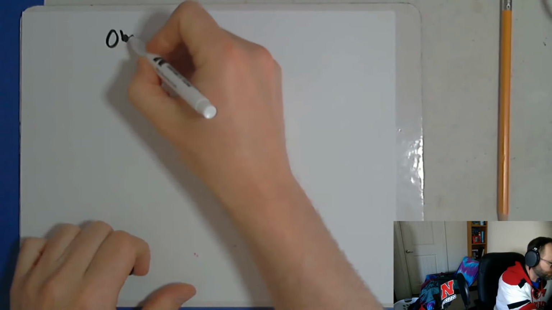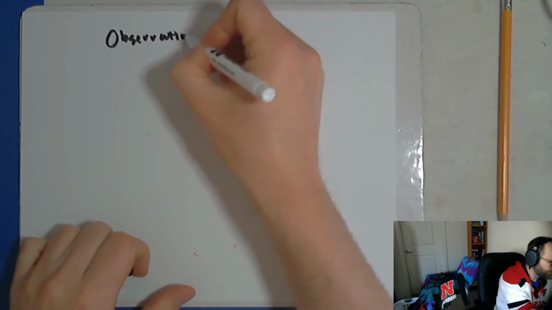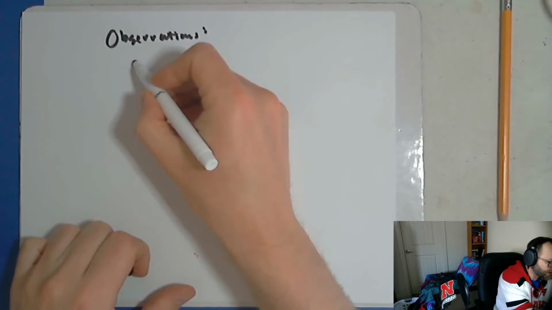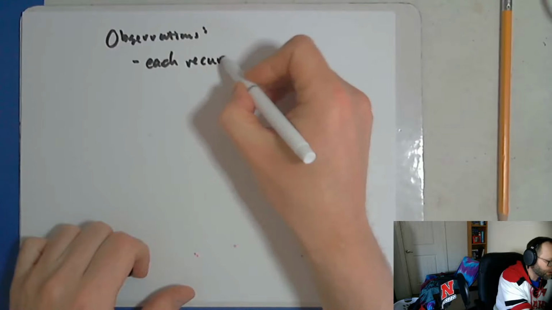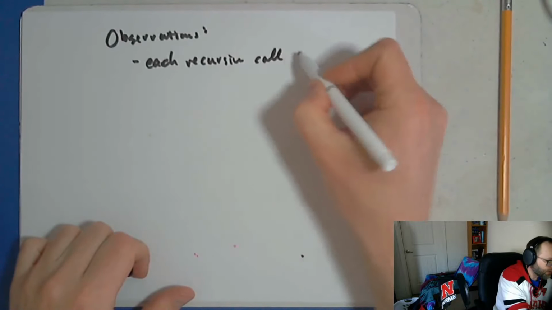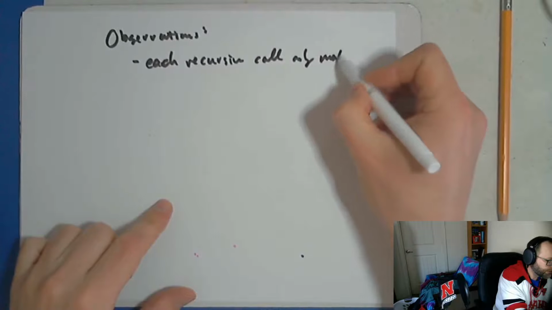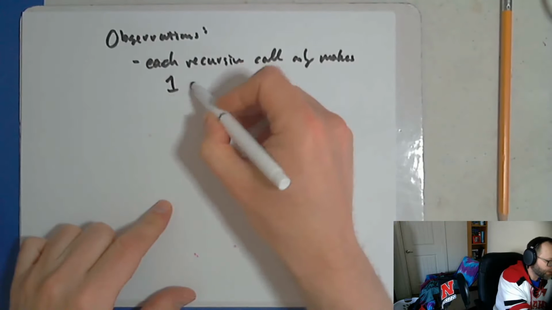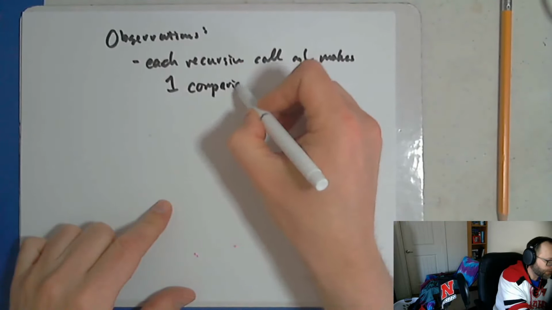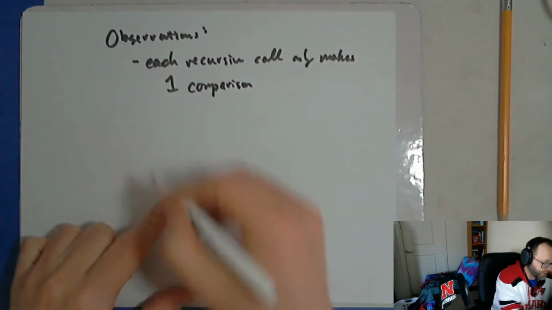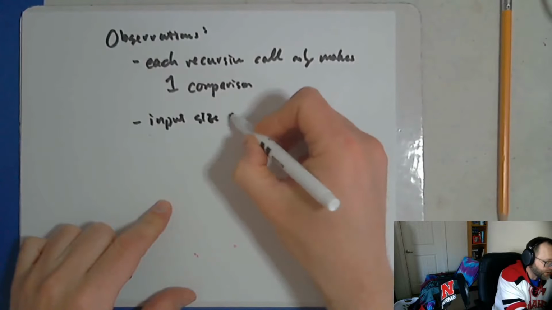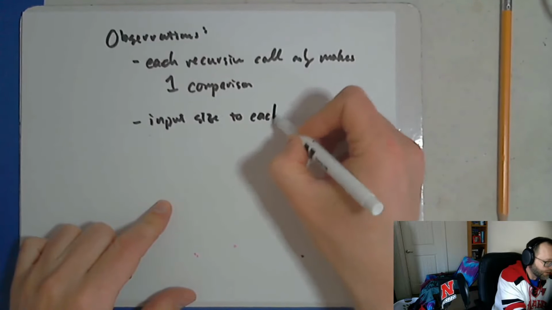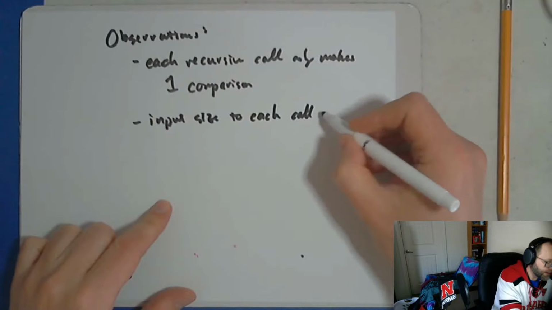So let's put those observations together. One observation is that each recursive call only makes one comparison. Right? The input size to each call is n.